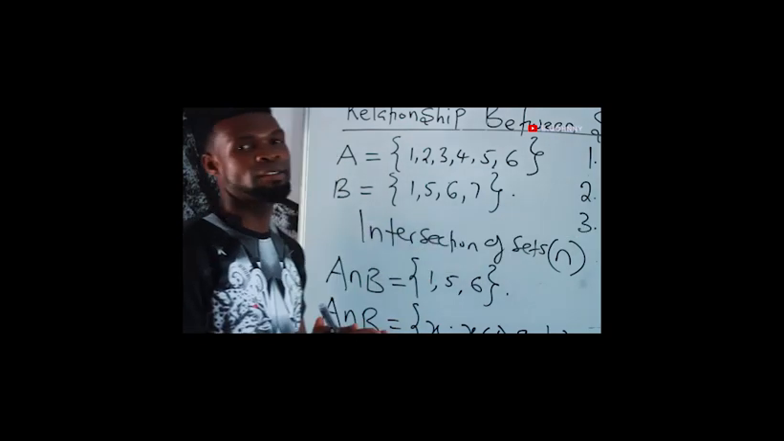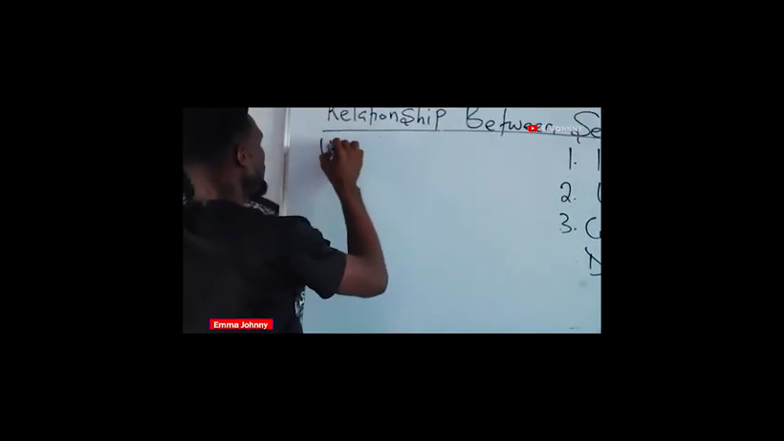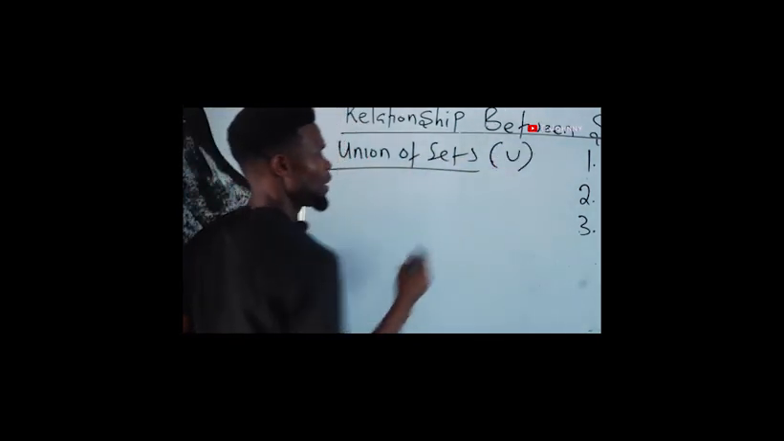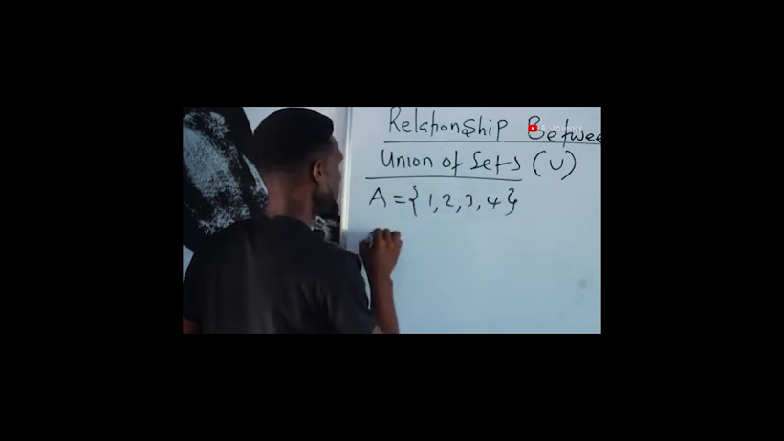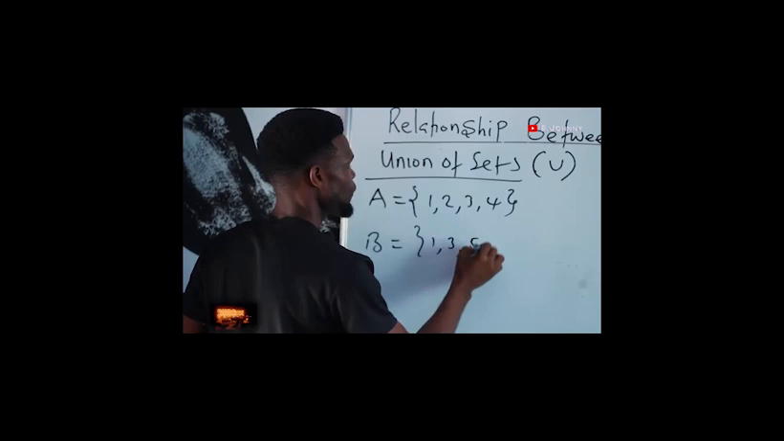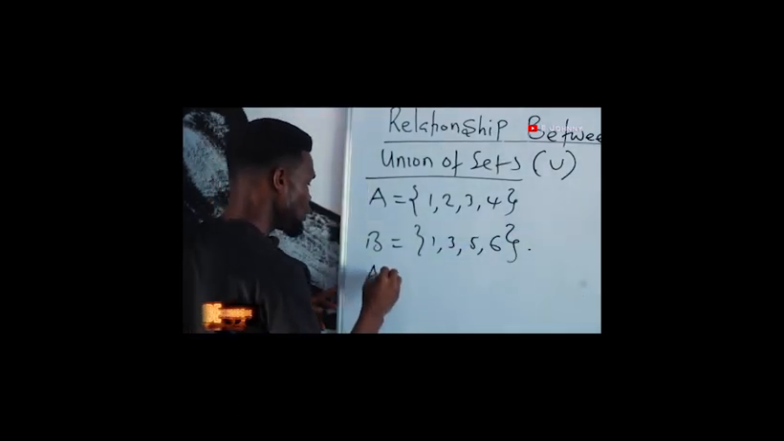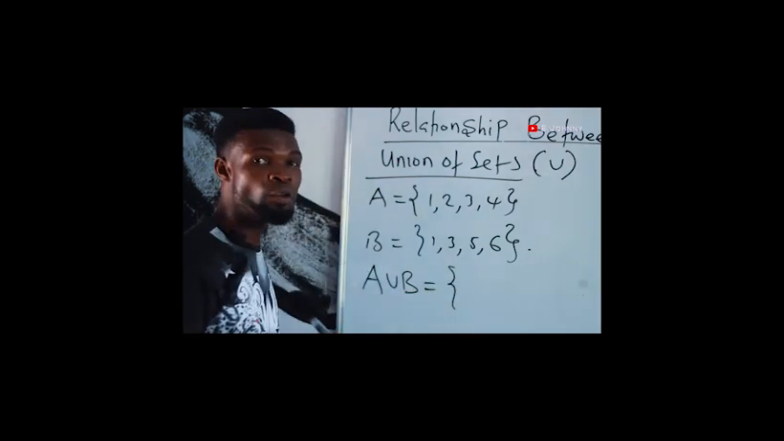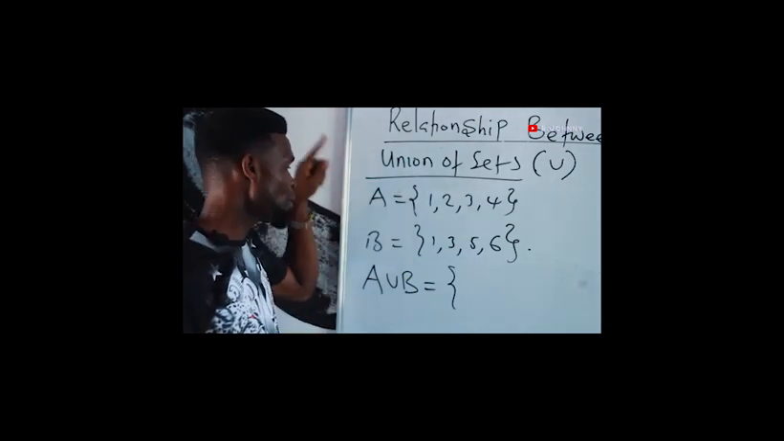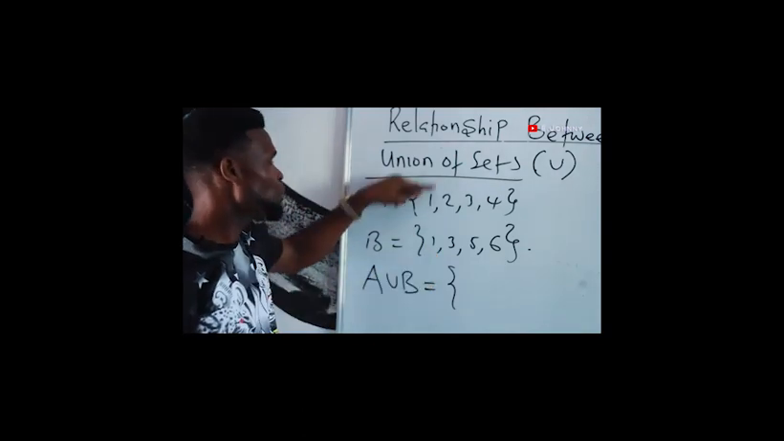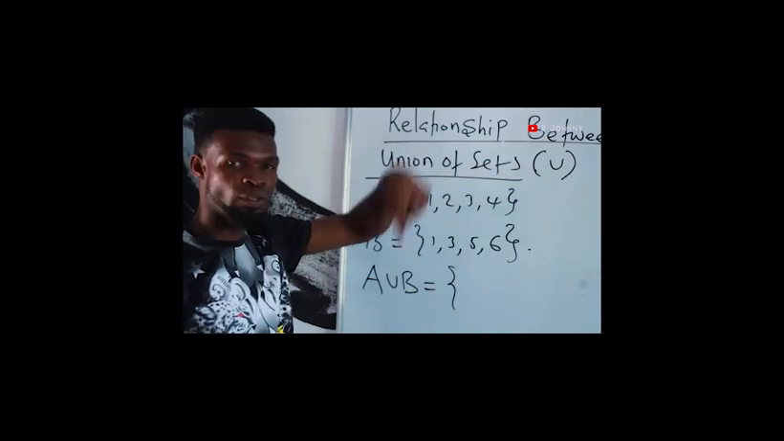Now let's look at the union of sets. For union, the symbol is something like U. So if I have two sets, A, which is 1, 2, 3, 4, and I have set B to be 1, 3, 5, and 6, and I'm looking for A union B, it means that the element must belong to set A, or must belong to set B, or must belong to both sets. In other words, inside union, there is intersection.